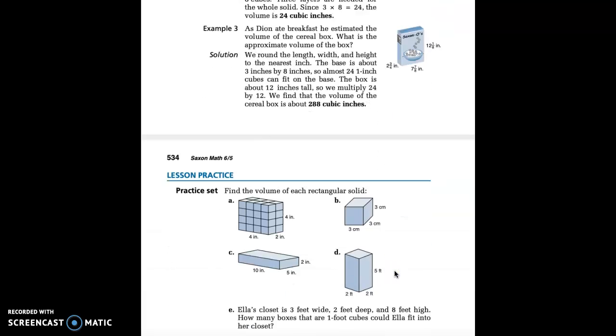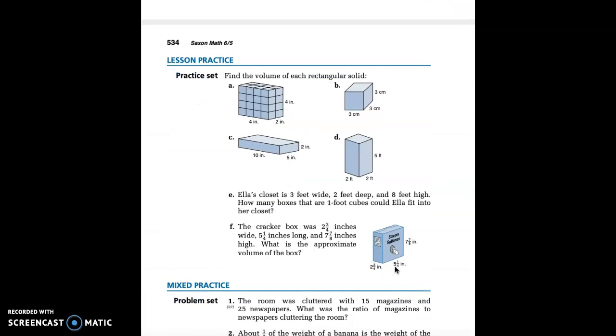All right, guys, go ahead and practice this on your lesson practice. Make sure you get it checked off.